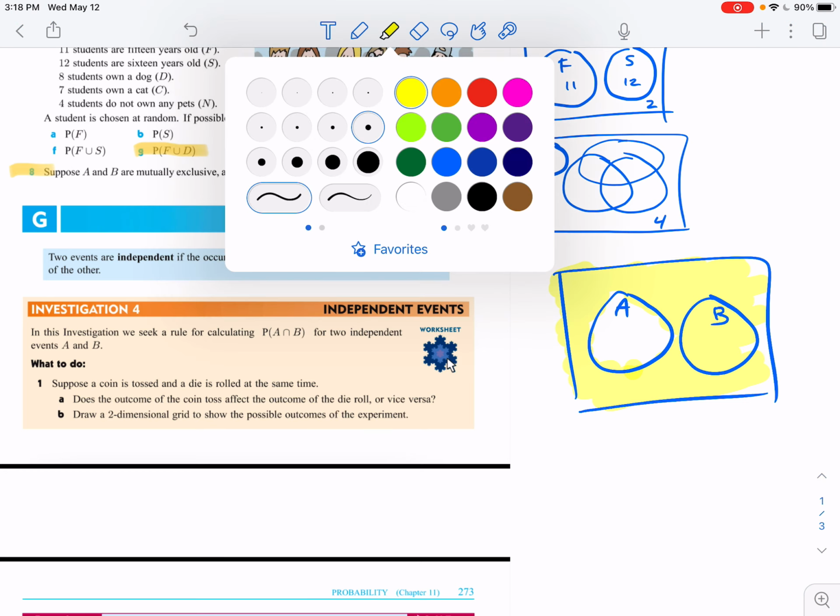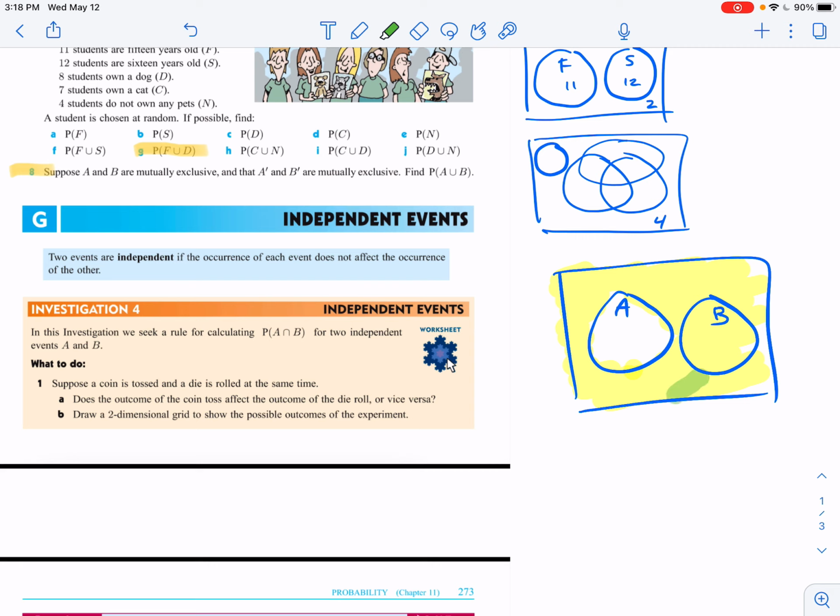So let's pick another color. I don't know how that's going to go on top. Let's try this. And let's shade B prime. So here's B prime. Are those mutually exclusive? This is where you answer me and tell me no. They definitely had areas where they overlapped.